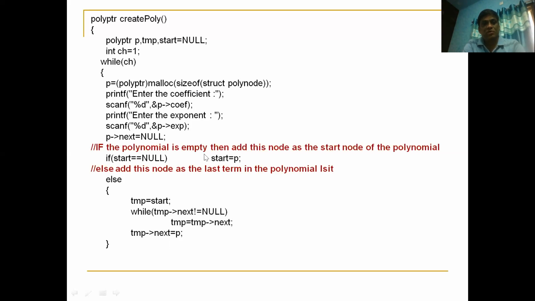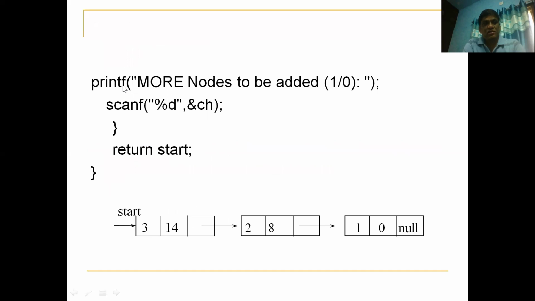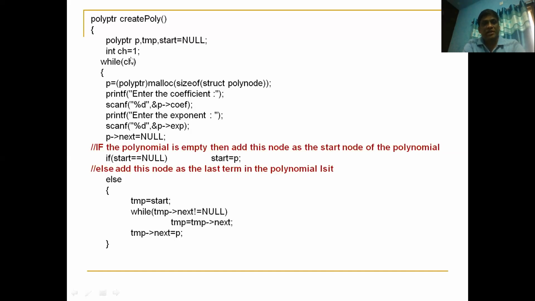The same process we follow for creating a polynomial. Because we are using a while loop with ch as the control variable, while ch, which is initially 1, and 1 means true, so while 1 we are saying, therefore there must be some termination point to stop the loop. That is why we are asking if more nodes are to be added, and we are asking the user to select either 1 or 0. If he enters 1, it goes back and the loop will be repeated, because while true, 1 means true, and the same process will be repeated.